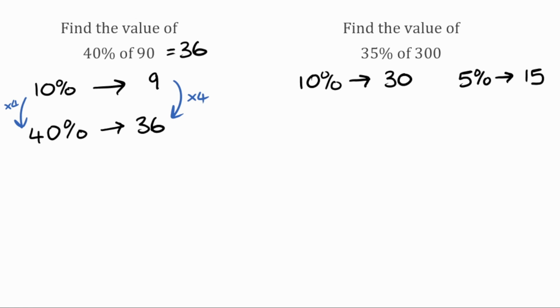We can now partition this 35% into our tens and units. So 35 is just 30, add our 5. So I'm going to use the 10% to help me find 30%.